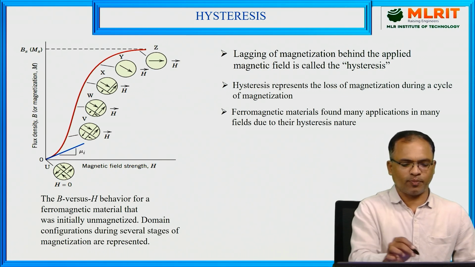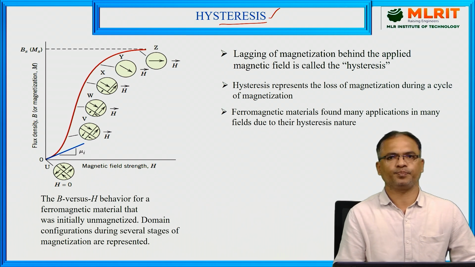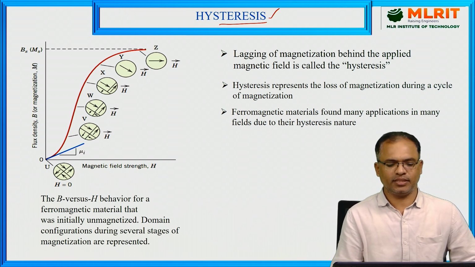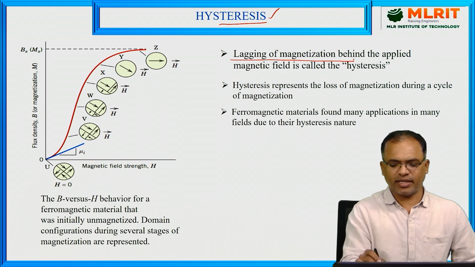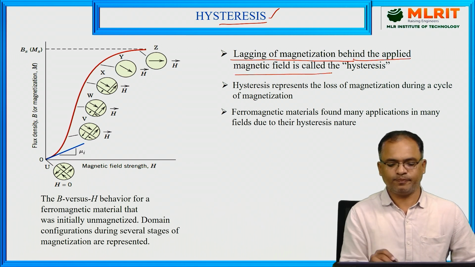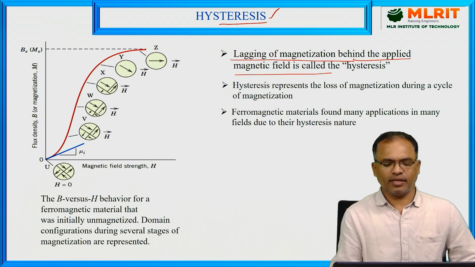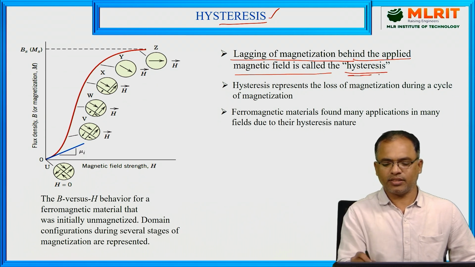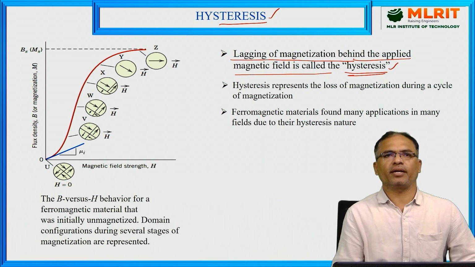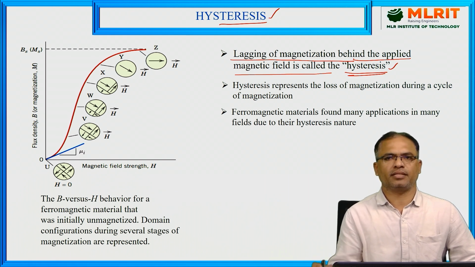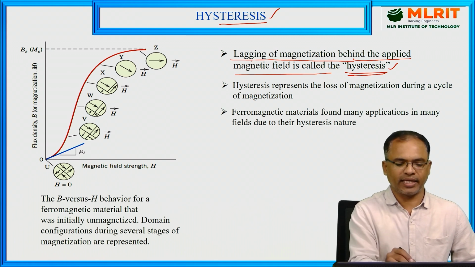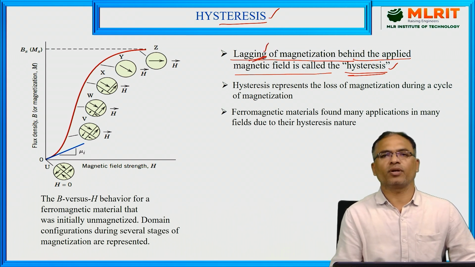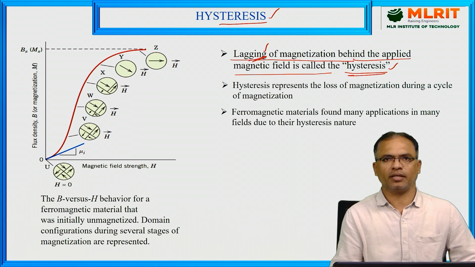Now the actual topic of today's session is hysteresis. So what is hysteresis? Hysteresis is nothing but lagging of magnetization behind the applied magnetic field. Lagging of magnetization in a ferromagnetic material behind the applied magnetic field is called hysteresis. Generally when we apply a magnetic field, magnetization takes place, but that magnetization does not follow the applied field. That is what is called lagging. Because of lagging, what happens? That we are going to discuss in this particular topic.